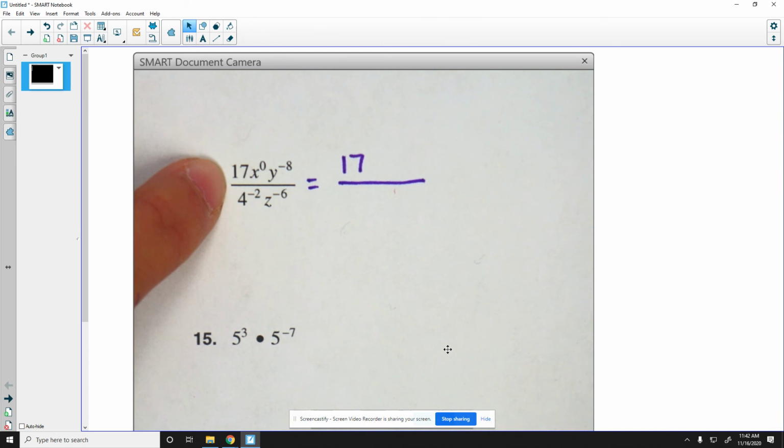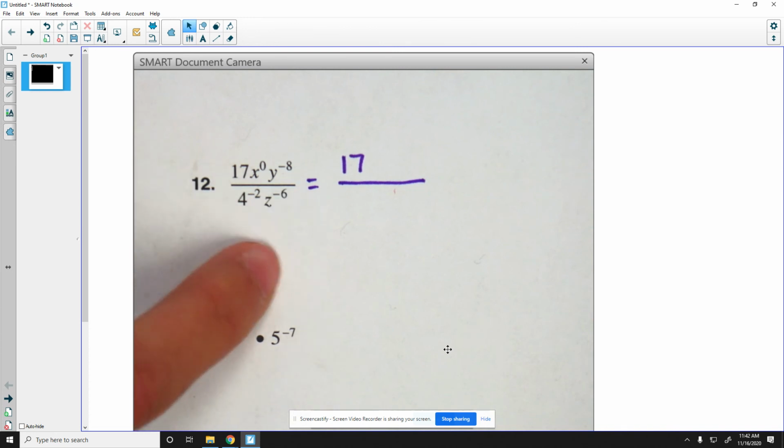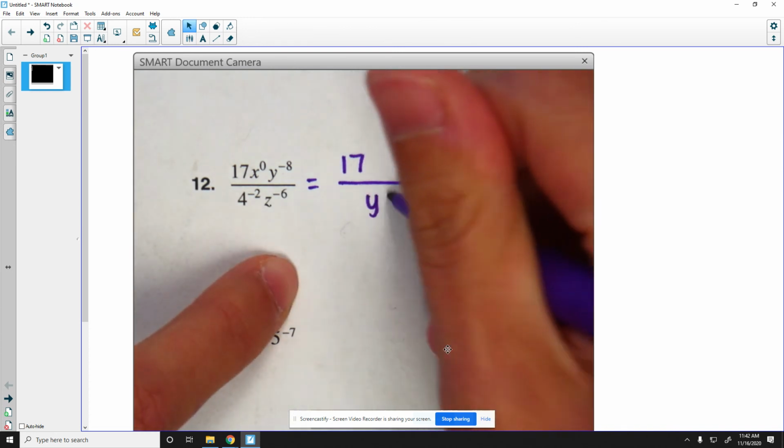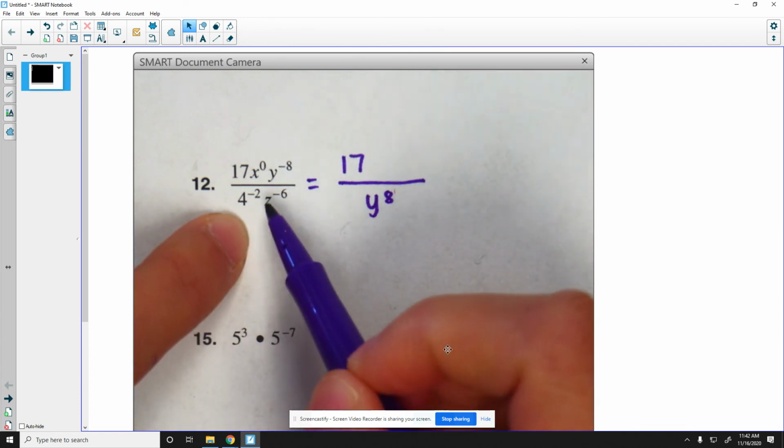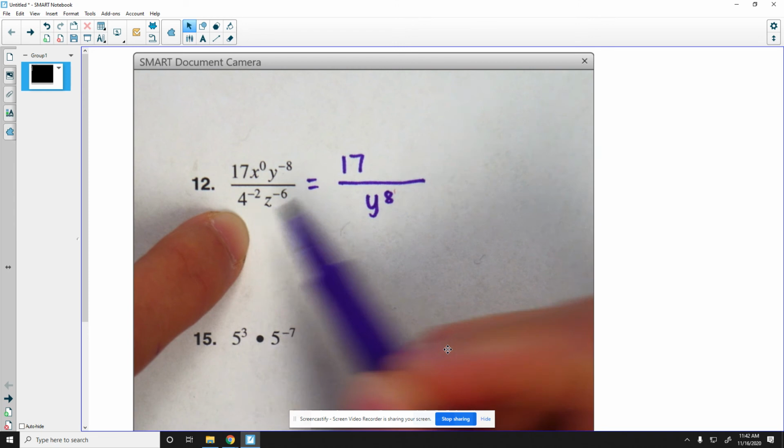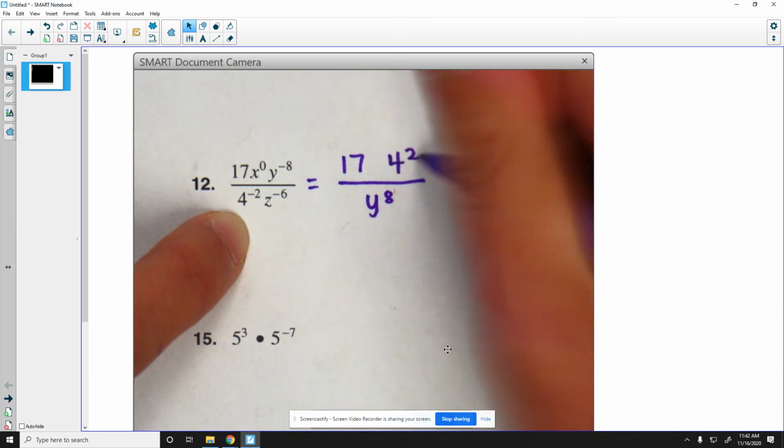Disappears because it turns into a 1. Y to the negative 8, stay or flip? Flip. So do you see how that goes to the bottom? Okay. 4 to the negative 2, stay or flip? Flip. So now it goes to the top.